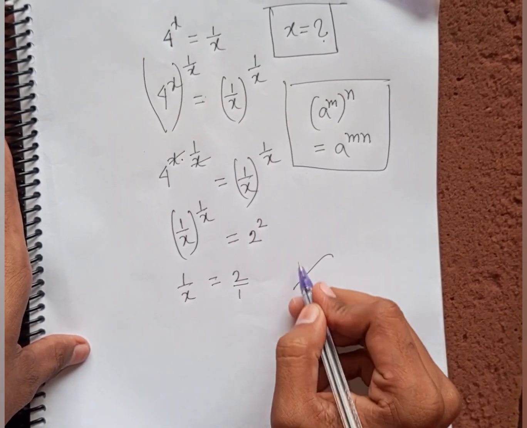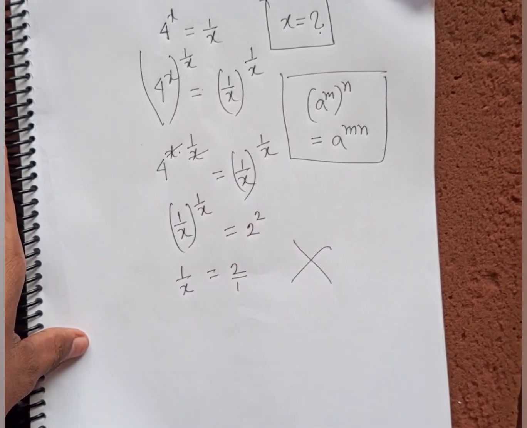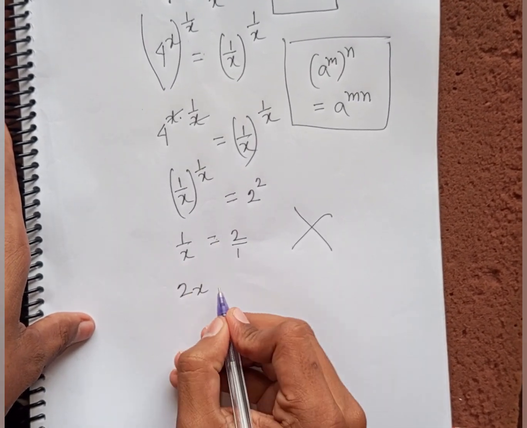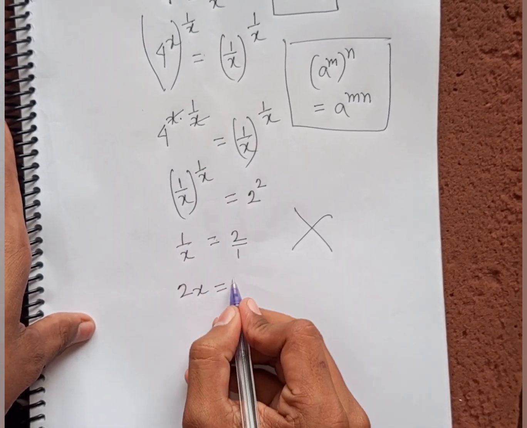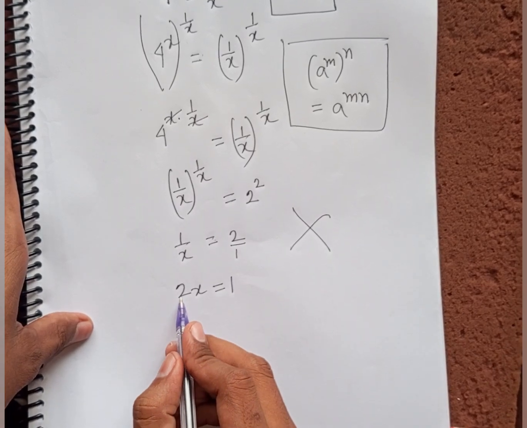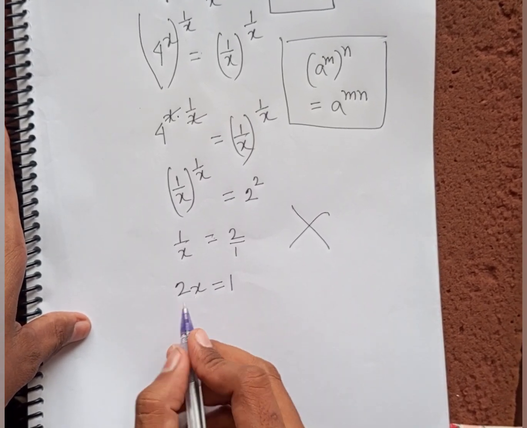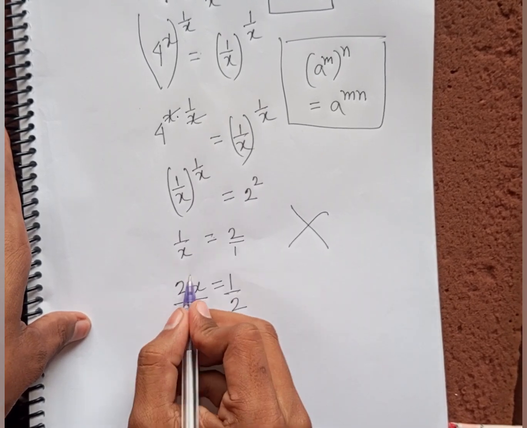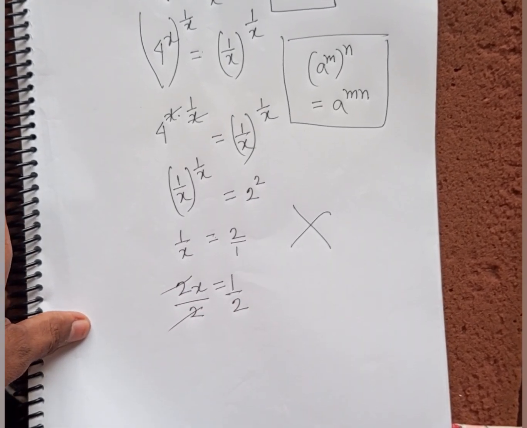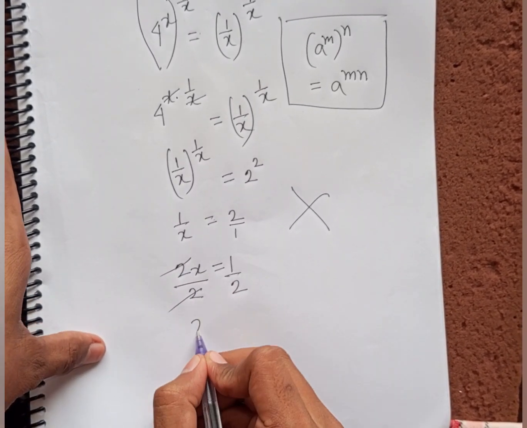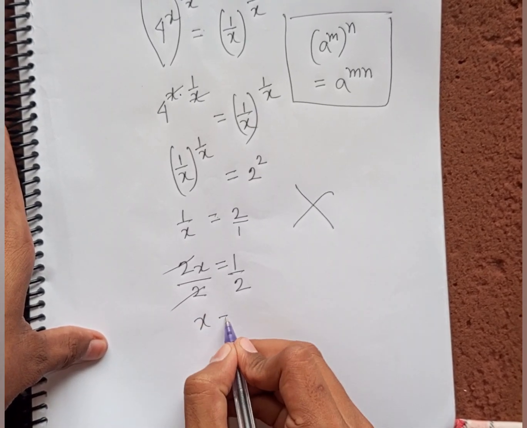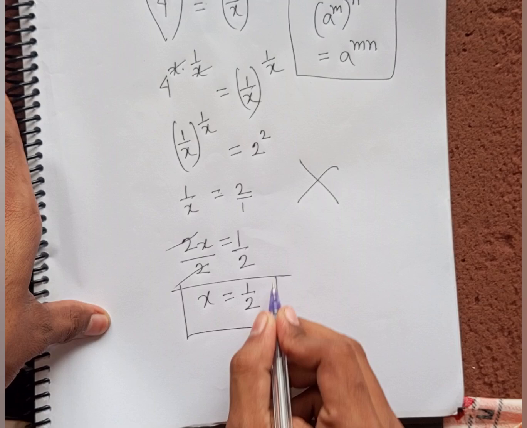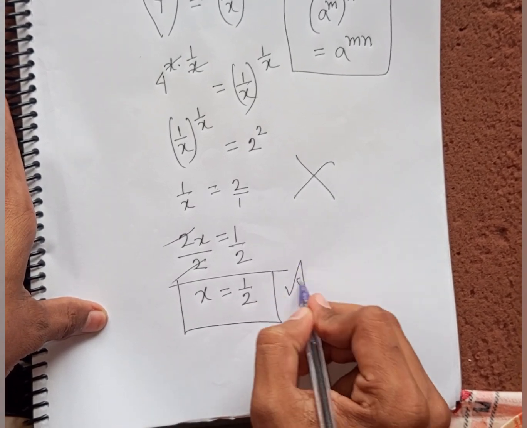Now here I can apply cross multiplication. So I can write here x times 2, that means 2x, will be equal to 1 times 1, that means 1. Now we divide by 2 on both sides because we need the value of x. So divided by 2, divided by 2. So this 2 will be cancelled. So here x will be equal to 1 by 2. So 1 by 2, this is the value of x. So this is our final answer.